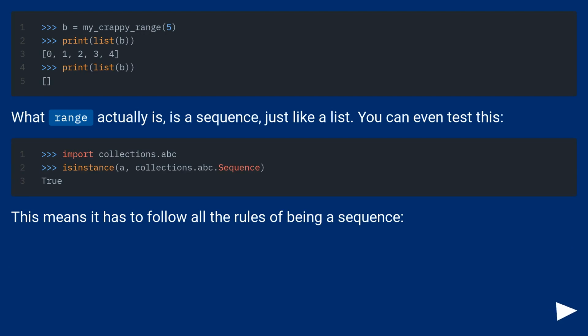What range actually is, is a sequence, just like a list. You can even test this. This means it has to follow all the rules of being a sequence.